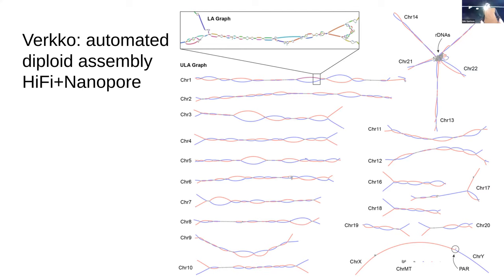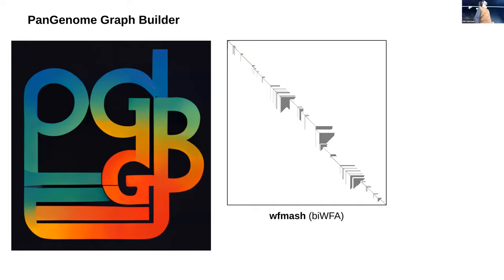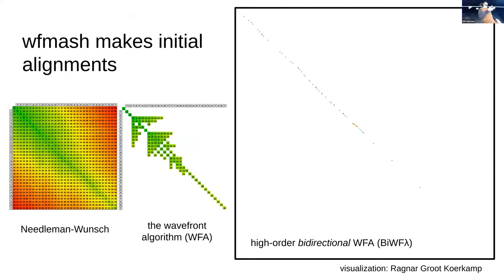Is that helpful, or do you want to dig further? The question was about the quality. Exactly, the quality matters. And your quality is bounded by your input sequences, because if they just get losslessly represented in the graph, then of course any error in your input sequences is represented there.